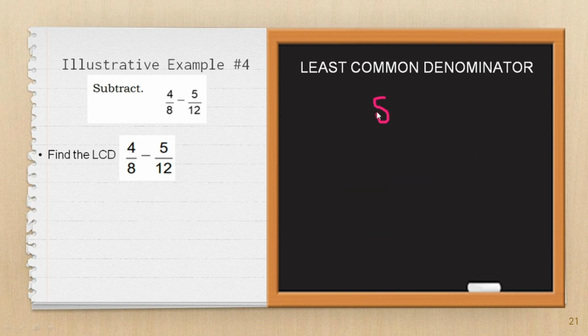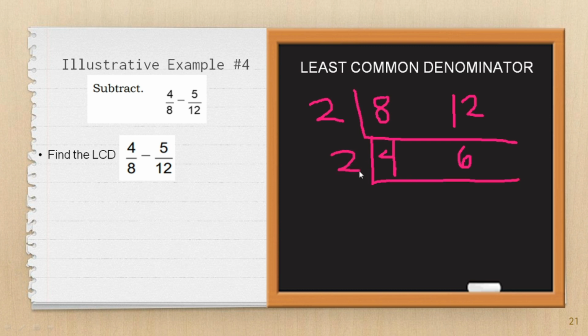Try nga natin yung kaninang ginawa kong method. So, I have your 8 and 12. So, pwede siya sa 2. Tama? Prime number na 2. 8 divided by 2, that is 4. 12 divided by 2, that is 6. So, this is not yet prime. Ibig sabihin, may factors pa siya. So, pwede pa nating i-divide sa 2.